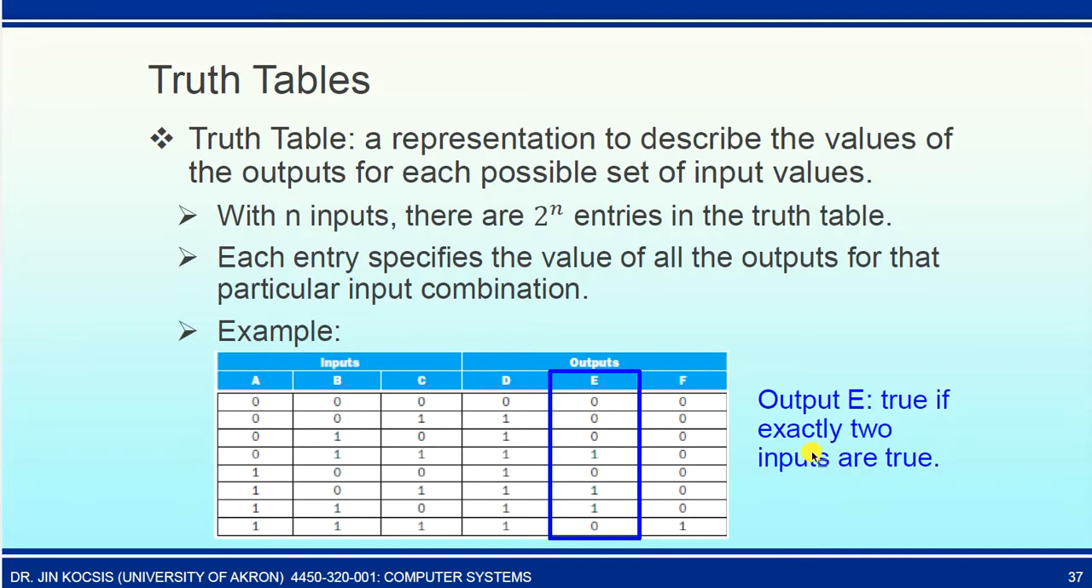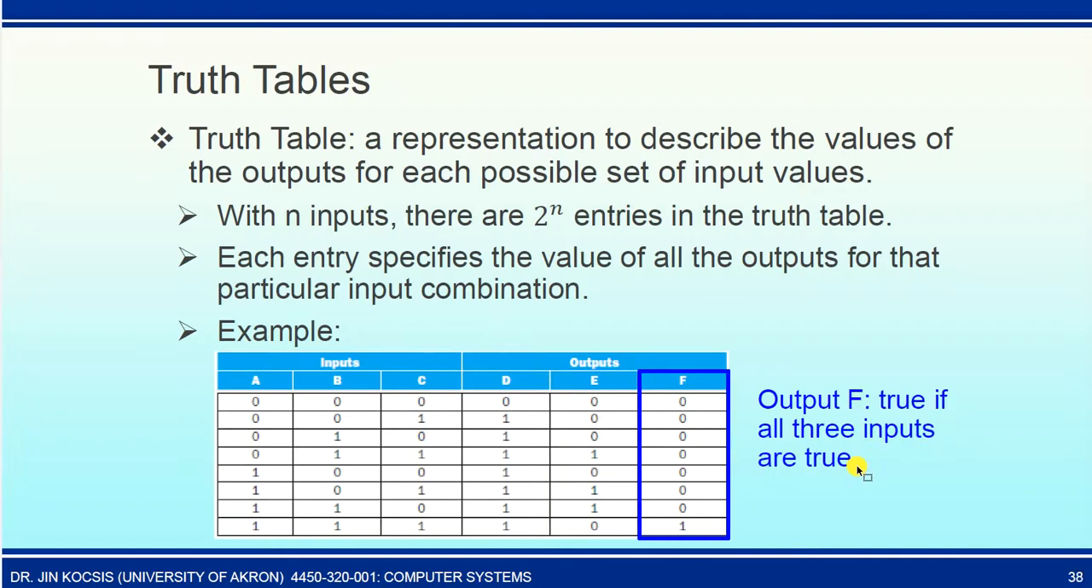And then E is a little bit tricky, right? It only has 3 cases that are 1, but when you look at those 3 cases, in each case there are 2 inputs that are 1. In other words, E will be 1 if 2 of the inputs are 1. And this is exactly 2. It cannot be 3, it cannot be 1, right? Say one more time, like I mentioned here, the output E will be true if exactly 2 inputs are true.